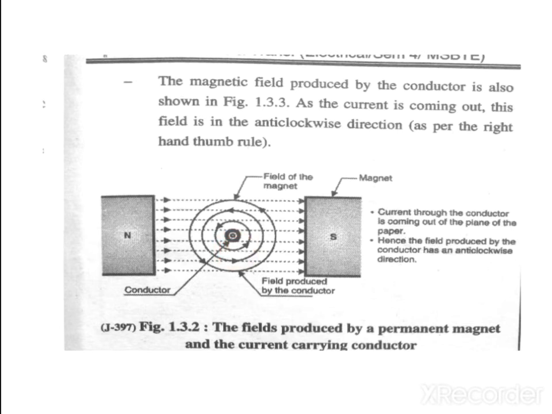magnetic field is in anti-clockwise direction according to the thumb rule. Due to this, the field produced by the conductor is in anti-clockwise direction. This is all about the development of the individual fields.